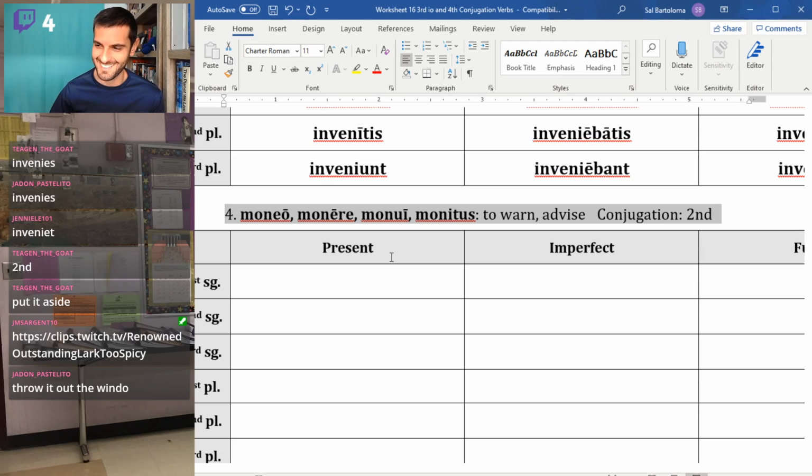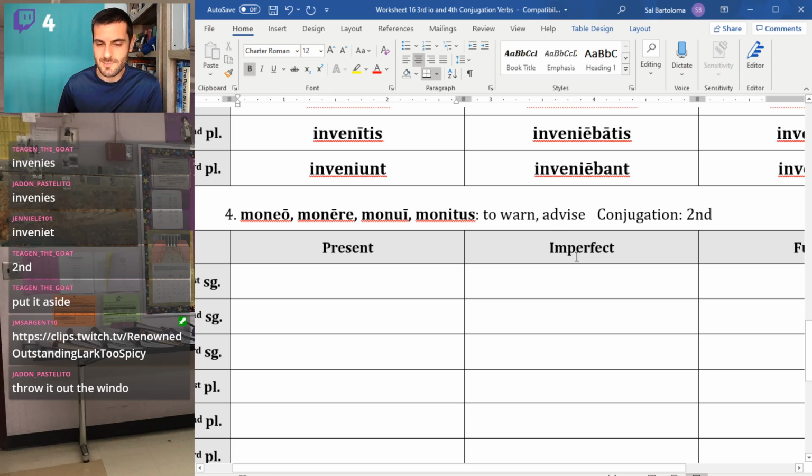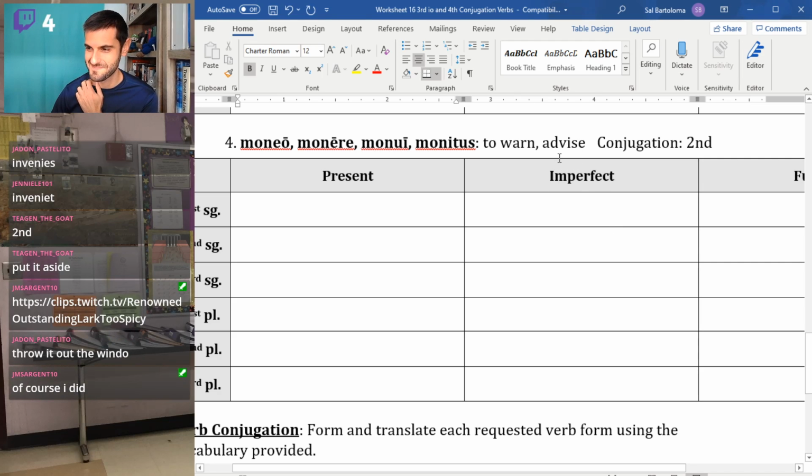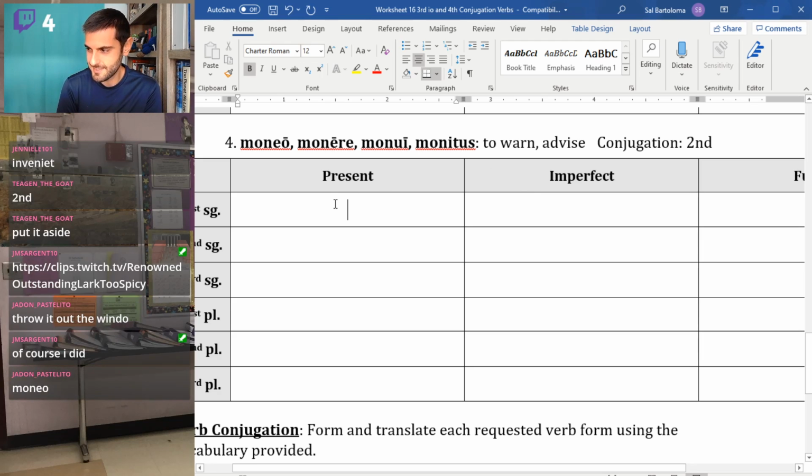Johnny, you clip that? All right, so how do I conjugate this verb in the present? Not as good as the original.